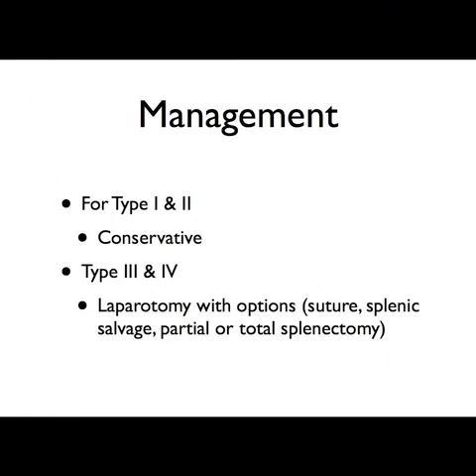Yep. Right, so management. Type 1 and 2, as always, we can split it into conservative and surgical. Type 1 and 2, as we said before, was either a capsular tear or a capsular tear and parenchymal injury. So for this conservative, things like analgesia, fluids, blood, and adequate monitoring. And then for more severe trauma, so type 3 and 4, you can do a laparotomy. This could be partial or total splenectomy. And in children, you want to preserve as much of the spleen as possible to protect from encapsulated bacteria infections.